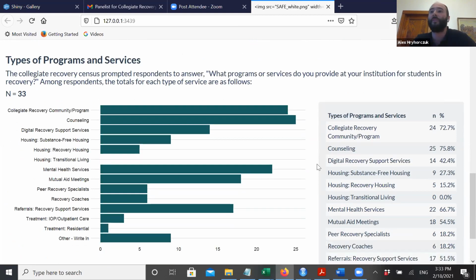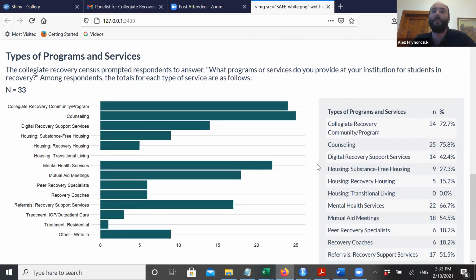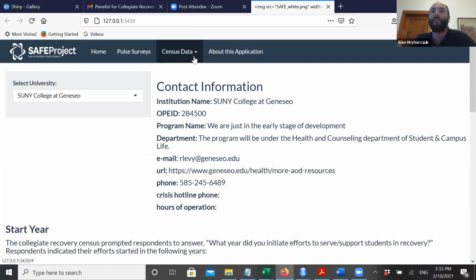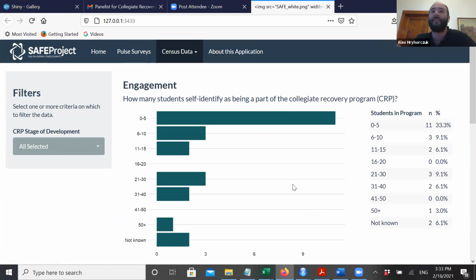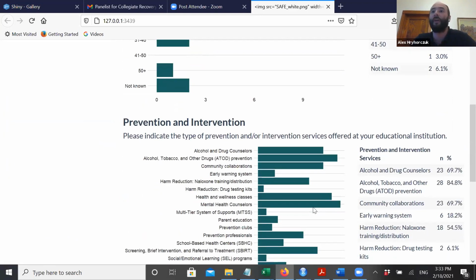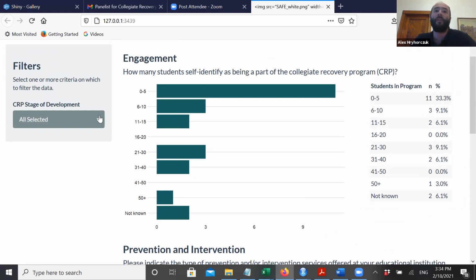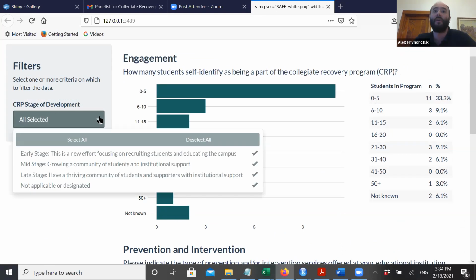Here we have types of programs and services. So this is how respondents have answered that question so far. I'd like to show, just as an example of a filter, and we're going to build this out with more, how many people identify as in these collegiate recovery programs. You have prevention and intervention as two things. You might say, well, I'm an early stage, I want to know how other early stages are doing.